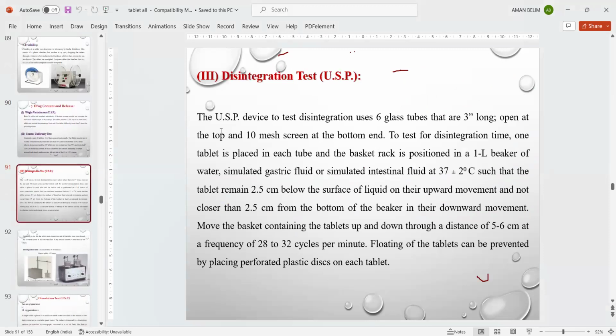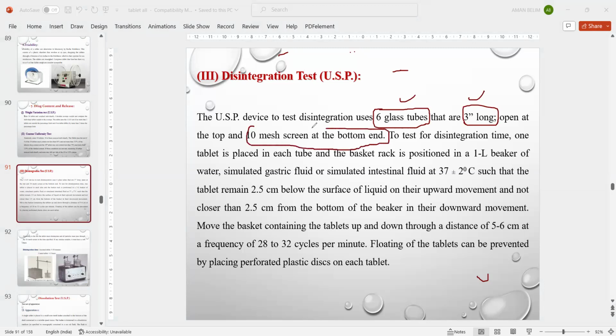Now the disintegration test. What are the important things that you have to note down here? In the disintegration test, first is the number of test tubes present in the disintegration apparatus, that is 6 glass test tubes. Then its length, which is 3 inches. Then what is the mesh size?